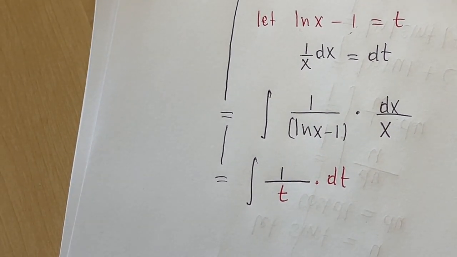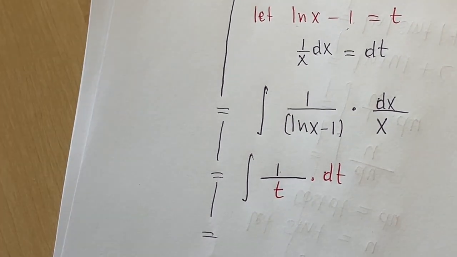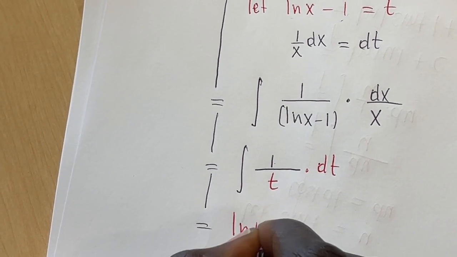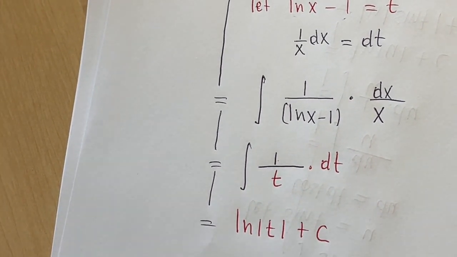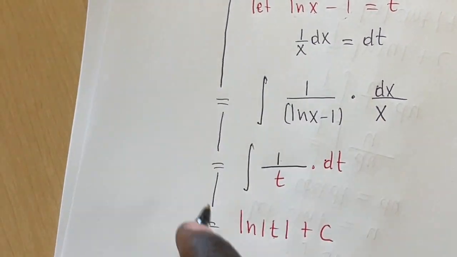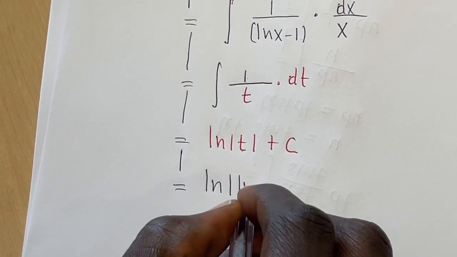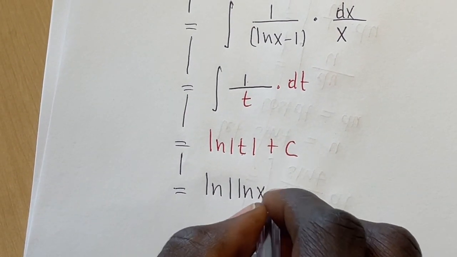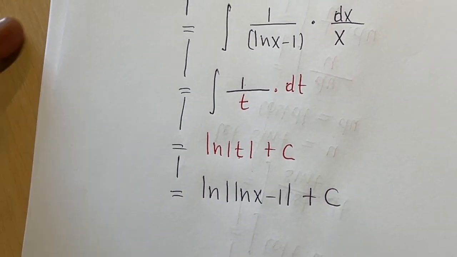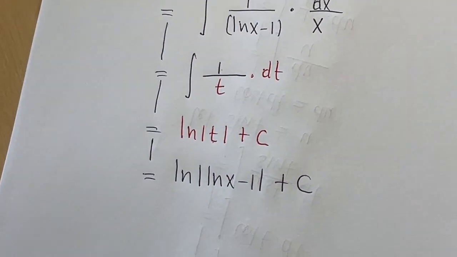So now, what is the integration of 1 over t? The integration of 1 over t is just ln absolute value of t plus c. Now guys, check, what is t? T is ln of x minus 1. So the final answer is ln of ln again, x minus 1. You close and then you say plus c. This is the first way. So in 1 minute, you are able to solve this.